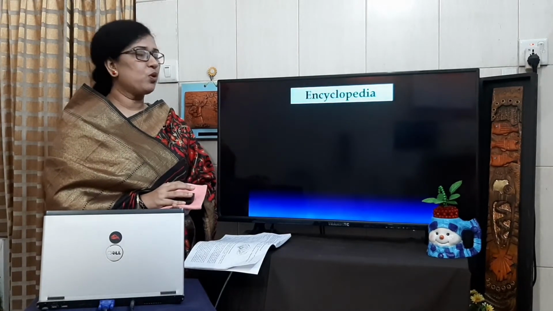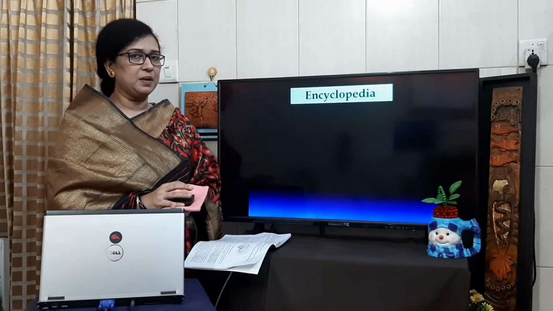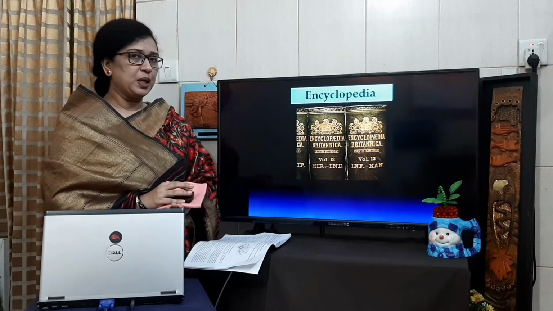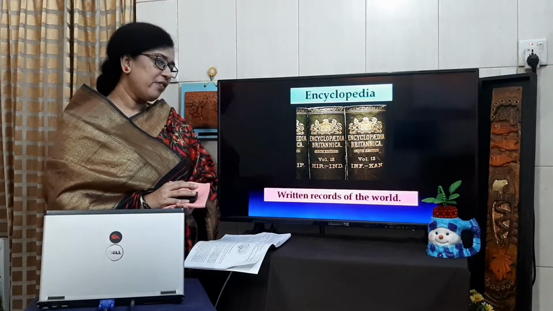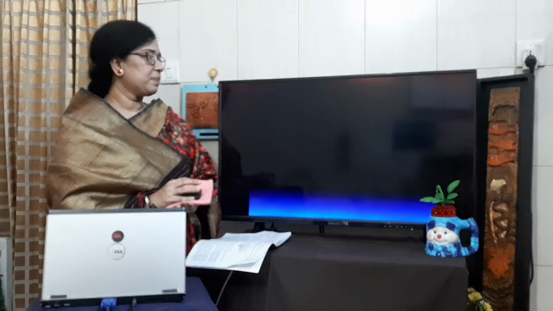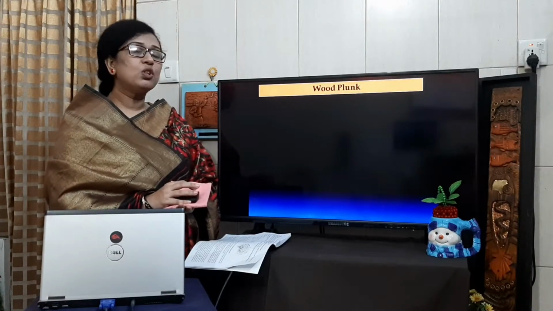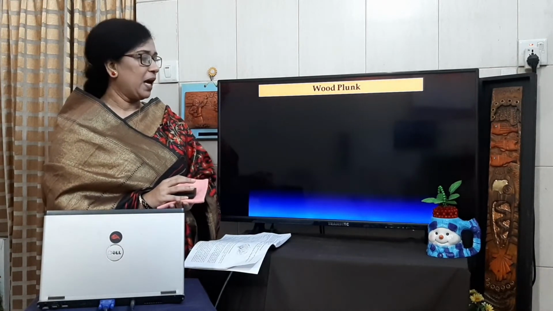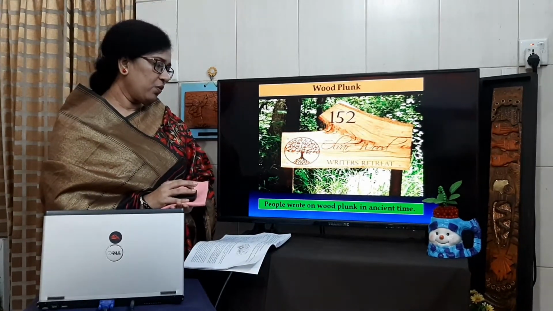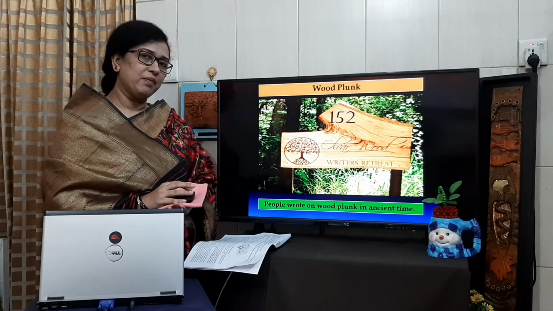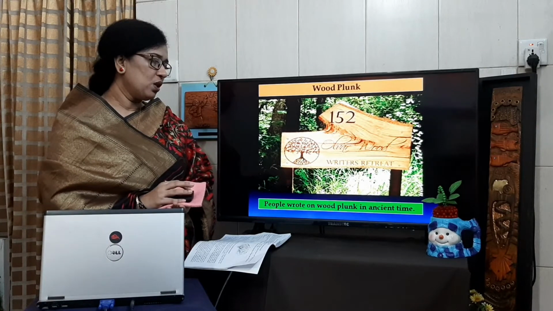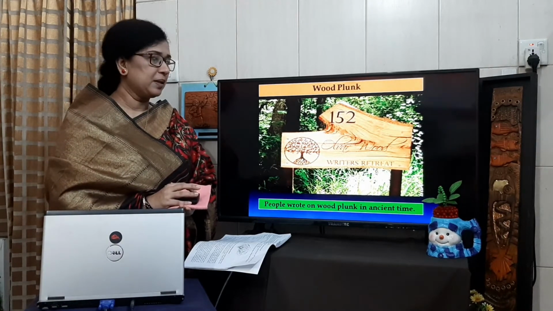Encyclopedia. Please pronounce with me, encyclopedia. This is the Encyclopedia Britannica. That means written records of the world, not only for Bangladesh, all over the world. Next number, wood plank. So this is a piece of wood. People wrote on wood planks in ancient times. Nowadays this is not familiar, but sometimes we write our name on a wood plank.